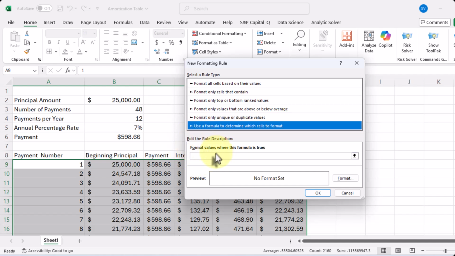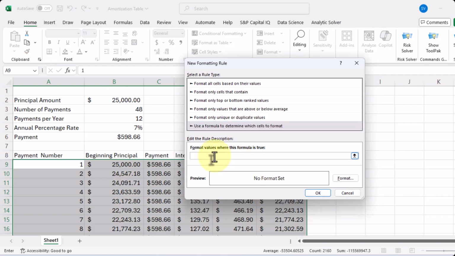And it says format values where this formula is true. So what I want to say is if the value in the payment number is greater than the number of payments, I want everything in that row, the font color, to be white. So we can't see it on here. And if you're using a different color spreadsheet or different color font or different highlighting, you're going to want the font to match whatever the background color is. And that way it just makes it disappear.